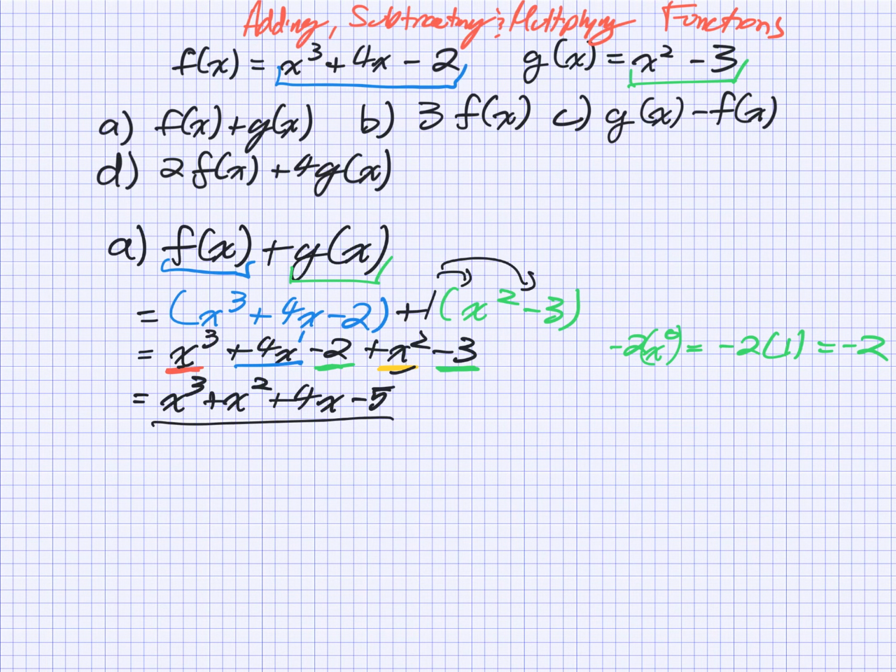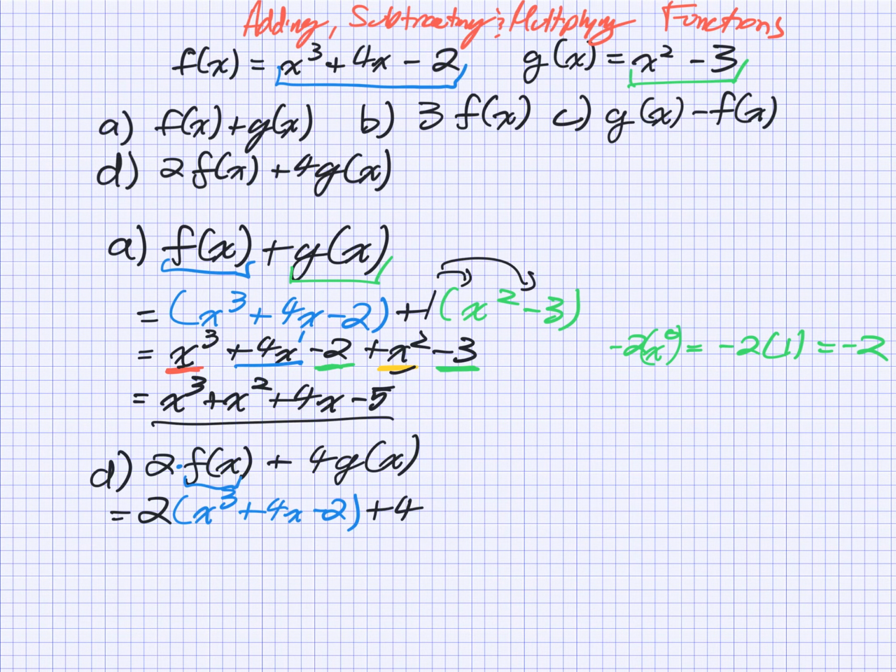Okay. The next thing we're going to do is D. And this one's going to be a little trickier. This one says 2 multiplied by f of x plus 4 multiplied by g of x. So similar to what we had before, the only difference is we're going to have this value of 2. 2 is being multiplied by f of x, and we already know f of x. We'll replace it with the same one we had before, x cubed plus 4x minus 2. And then in this case, we have plus 4, and this time we're replacing g of x. And again, we know what it is. We'll write it in green as we had before, x squared minus 3.